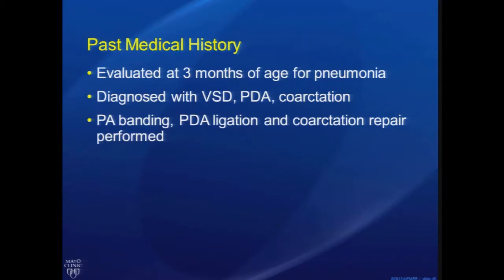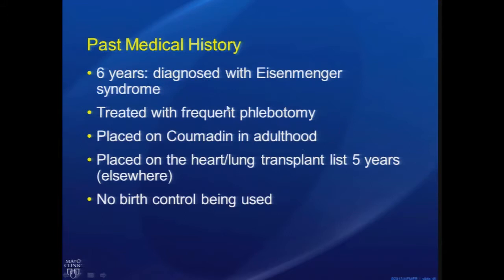She was taken to hospital at 3 months of age for what was thought to be a pneumonia. And she, like our young guy who we didn't know had a coarc repair, was diagnosed with a VSD, a patent ductus arteriosus, and a coarc. And she underwent a left thoracotomy during that hospitalization, had a PA band put on to protect her pulmonary circulation, had her PDA ligated, and her coarctation repaired. But unfortunately, by 6 years of age, she was diagnosed with Eisenmenger syndrome, irreversible pulmonary vascular disease from her VSD.